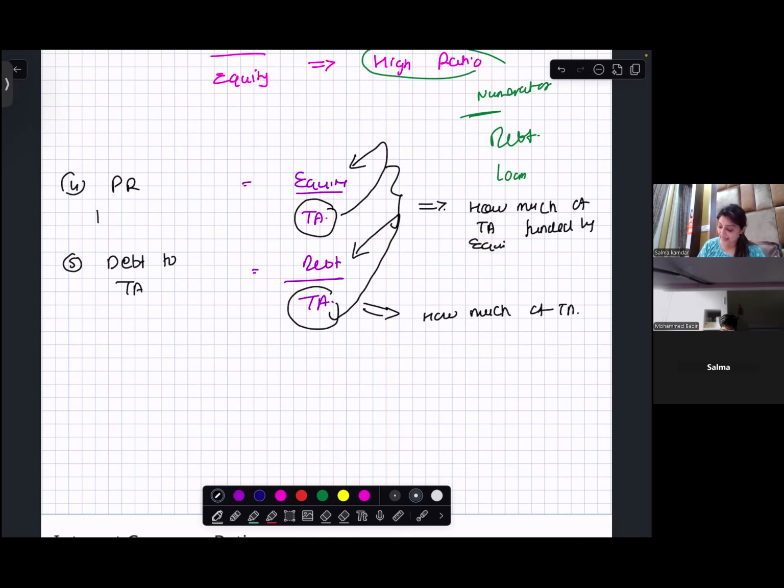If this is high, what does it mean? It means more total assets is funded by equity. That means you bought more of your total assets from your own money. Good financial independence. Next one.